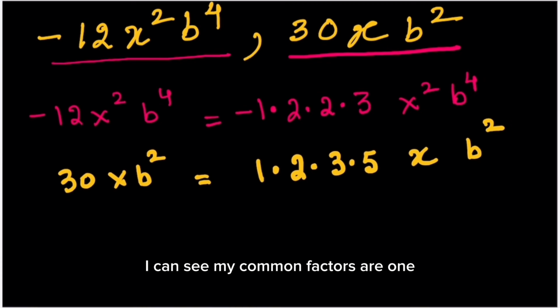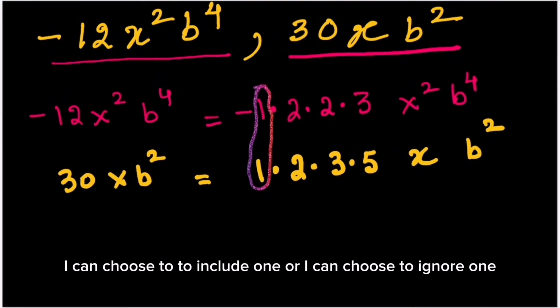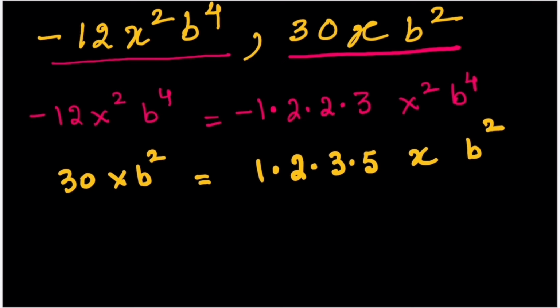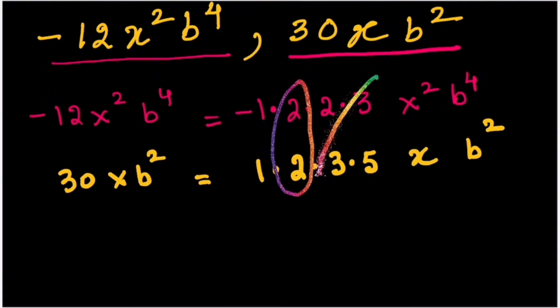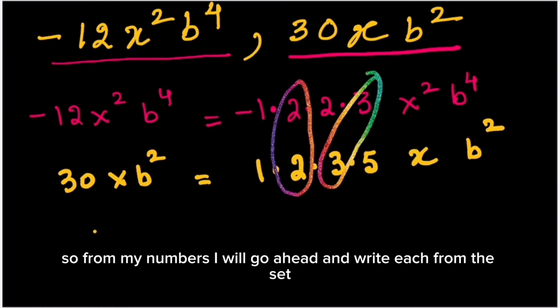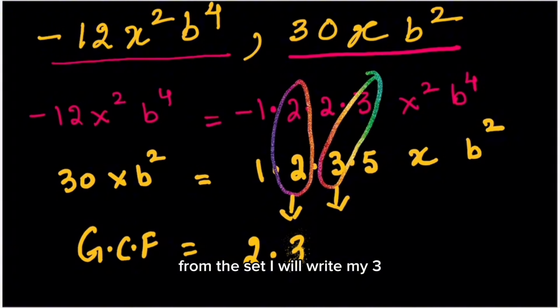I can see my common factors are 1, not negative 1, just 1. I can choose to include 1 or I can choose to ignore 1 in this case. So my common factors are, I have a set of 2 and I have a set of 3. So from my numbers, I will go ahead and write each from the set. I will write my 2, and I will write my 3.